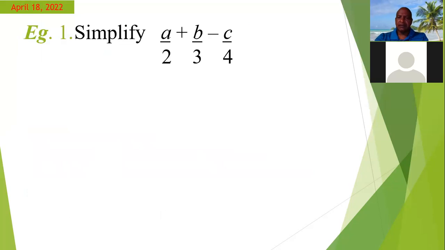All right, so let's just look at the first example. In this example, we have numbers in the denominators. The denominators are not the same, hence the denominators are different. So what is it that we have to first do in this case?